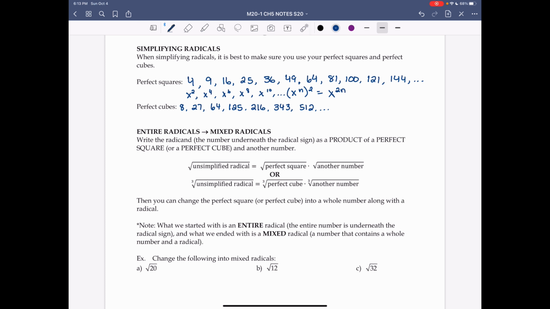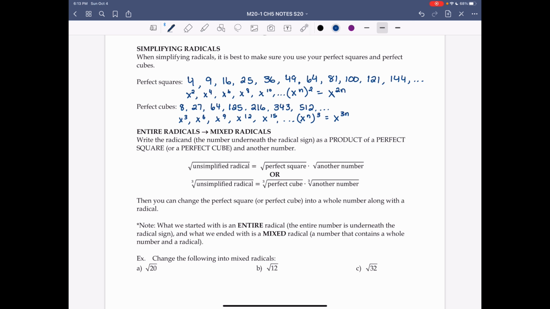We can do the same thing with variables. X to the power of 3 is a perfect cube. X to the power of 6 is a perfect cube. X to the power of 9 is a perfect cube. X to the power of 12 is a perfect cube. So any exponent that is divisible by 3 would be a perfect cube. We can write this in general by saying x to the power of n to the power of 3, which can be written as x to the power of 3n, would be a perfect cube.